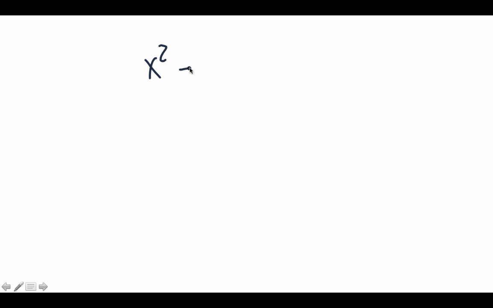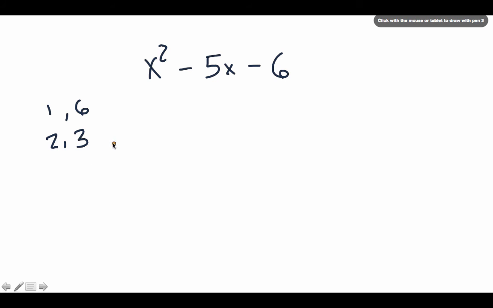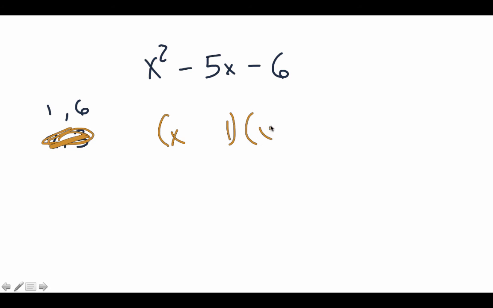X squared minus 5x minus 6. Factors of 6, 1 and 6, 2 and 3. This is actually one of my favorite factoring problems. 3 minus 2 is 1, and a lot of kids will choose this as the answer because they add them, but we're not adding, we're subtracting. 6 minus 1 is 5, so it's x with a 1 and x with a 6. Bigger number gets this sign. That gets a positive. Positive 1 times negative 6 is negative 6.